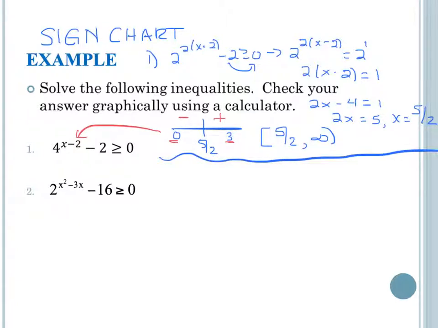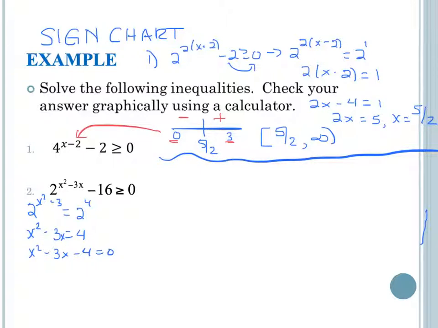Now, the second problem that we have here, I recognize that 16 is also a power of 2. So I have 2 to the x squared minus 3 equals 2 to the 4th. And so I'm just going to start this right away as x squared minus 3 equals 3x. Bring the 4 over. X squared minus 3x minus 4 equals 0.